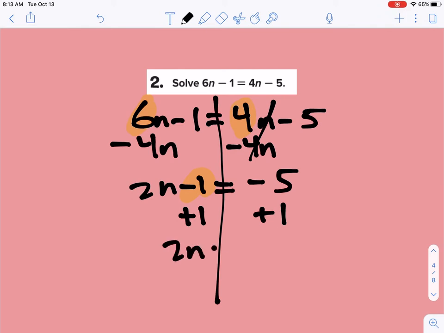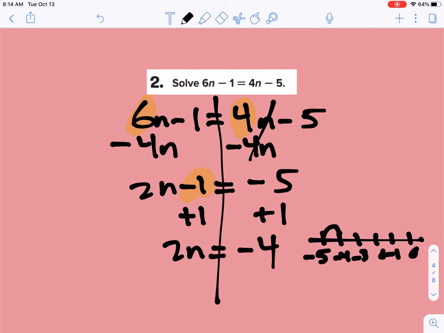Then you get 2n is equal to, well, negative 5 plus 1 is, if you're at negative 5 on a number line, right? If you're at negative 5 and you add 1, you go this way. Well, you got to remember that the numbers go like that until you get to 0. So your answer is negative 4. Divide by 2, because I want to know what one group of n is, not 2. So n equals negative 2.